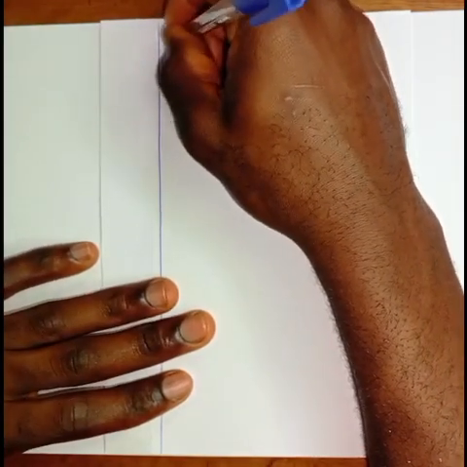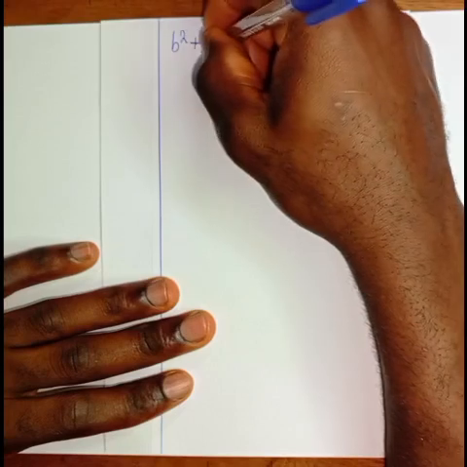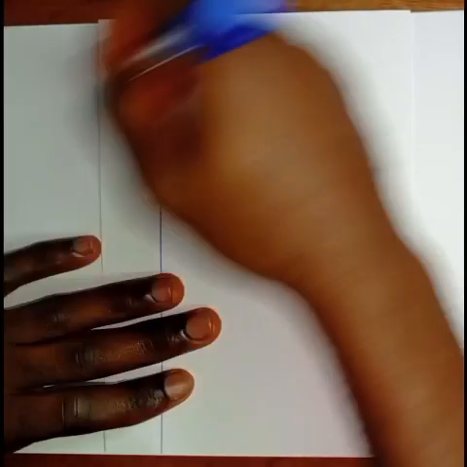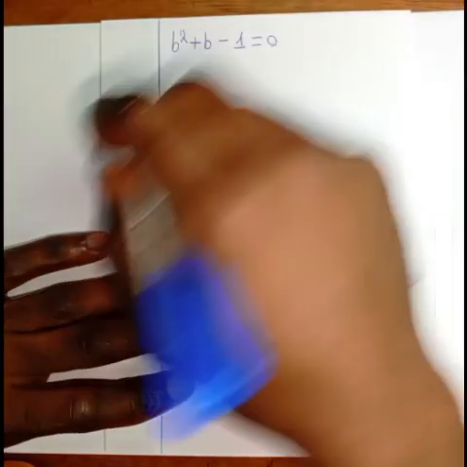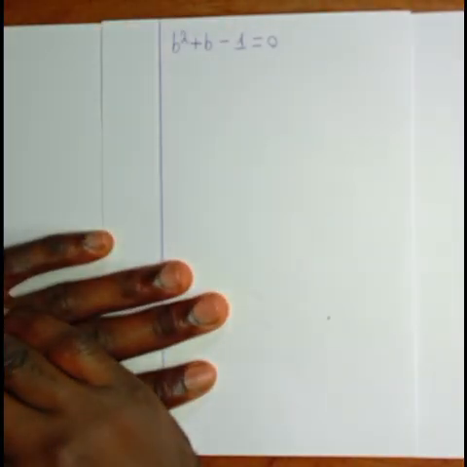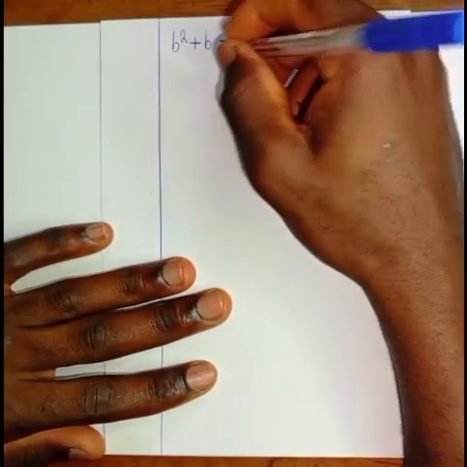Then this will give us b squared plus b. We are going to transfer 1 to the left hand side, which becomes -1 is equal to 0. So this will give us the quadratic equation, which we can solve by making use of the quadratic formula. We make use of the quadratic formula.